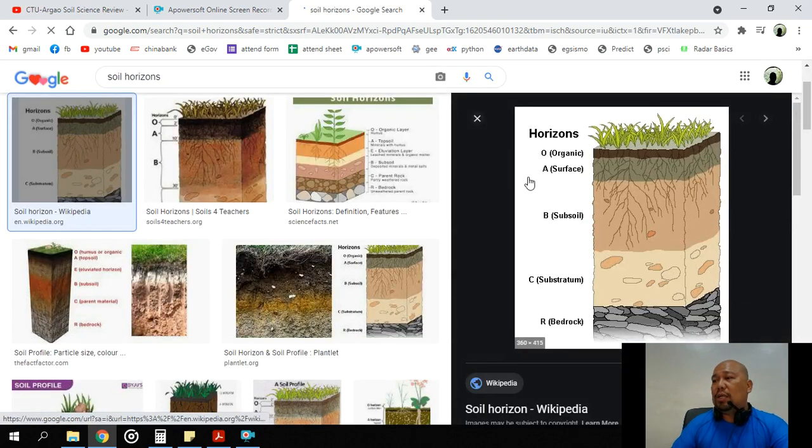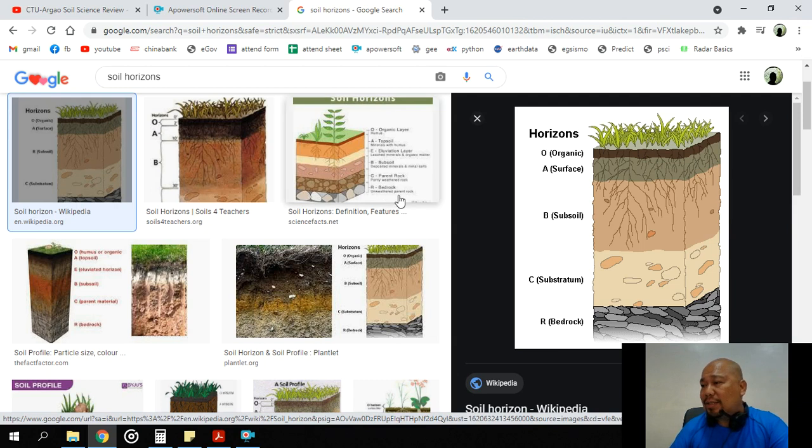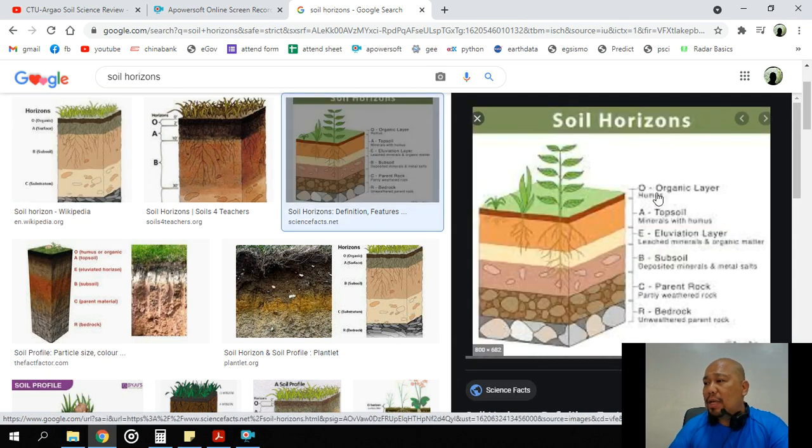Okay, so organic, A, B, substratum, okay, bedrock. Okay, sometimes the E horizon is not present. Let's look at this one. Organic, this could be present, this may not be present. Okay, A is the topsoil, E is the eluviation layer. Okay, pagawas ni siya. Then eluviation nga I ang sa sunod ana. Subsoil, parent rock o bedrock.